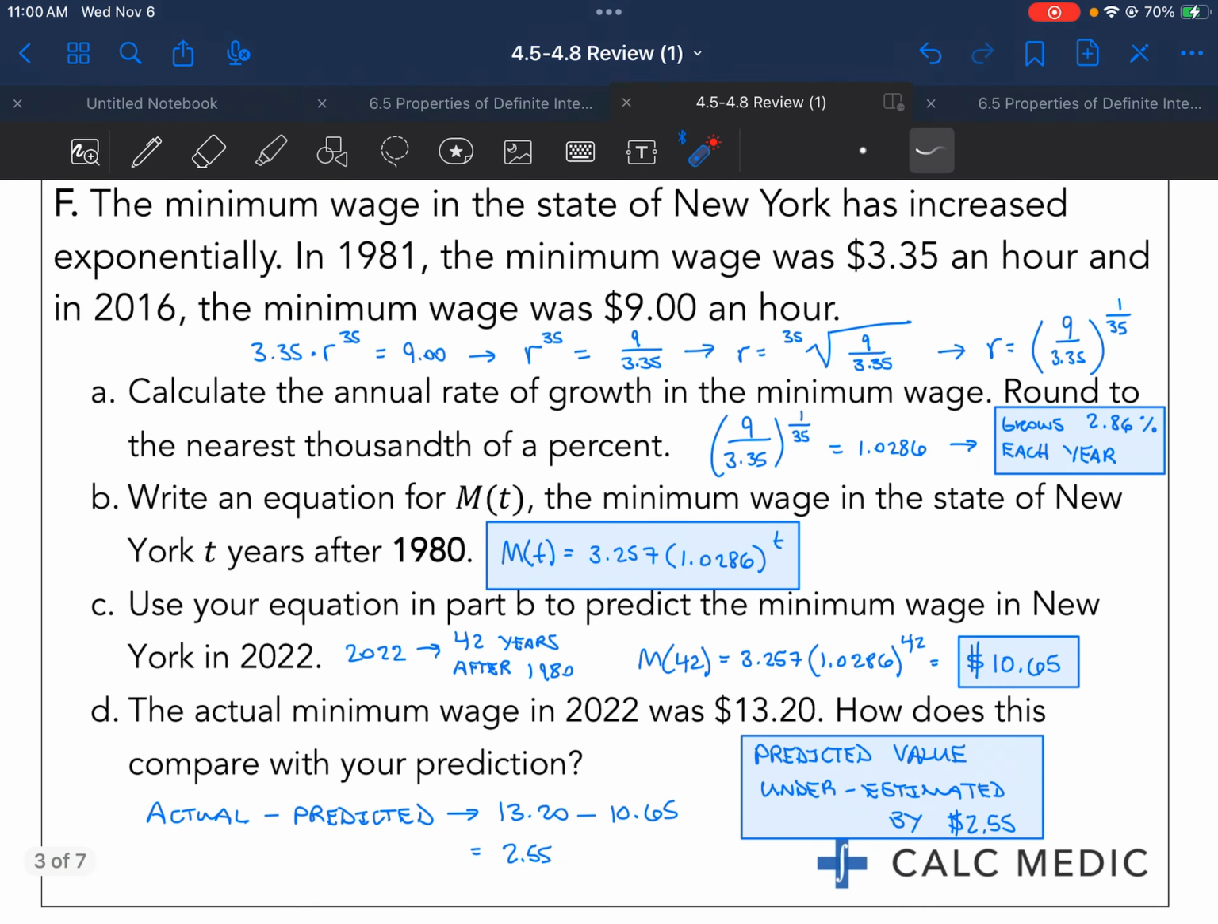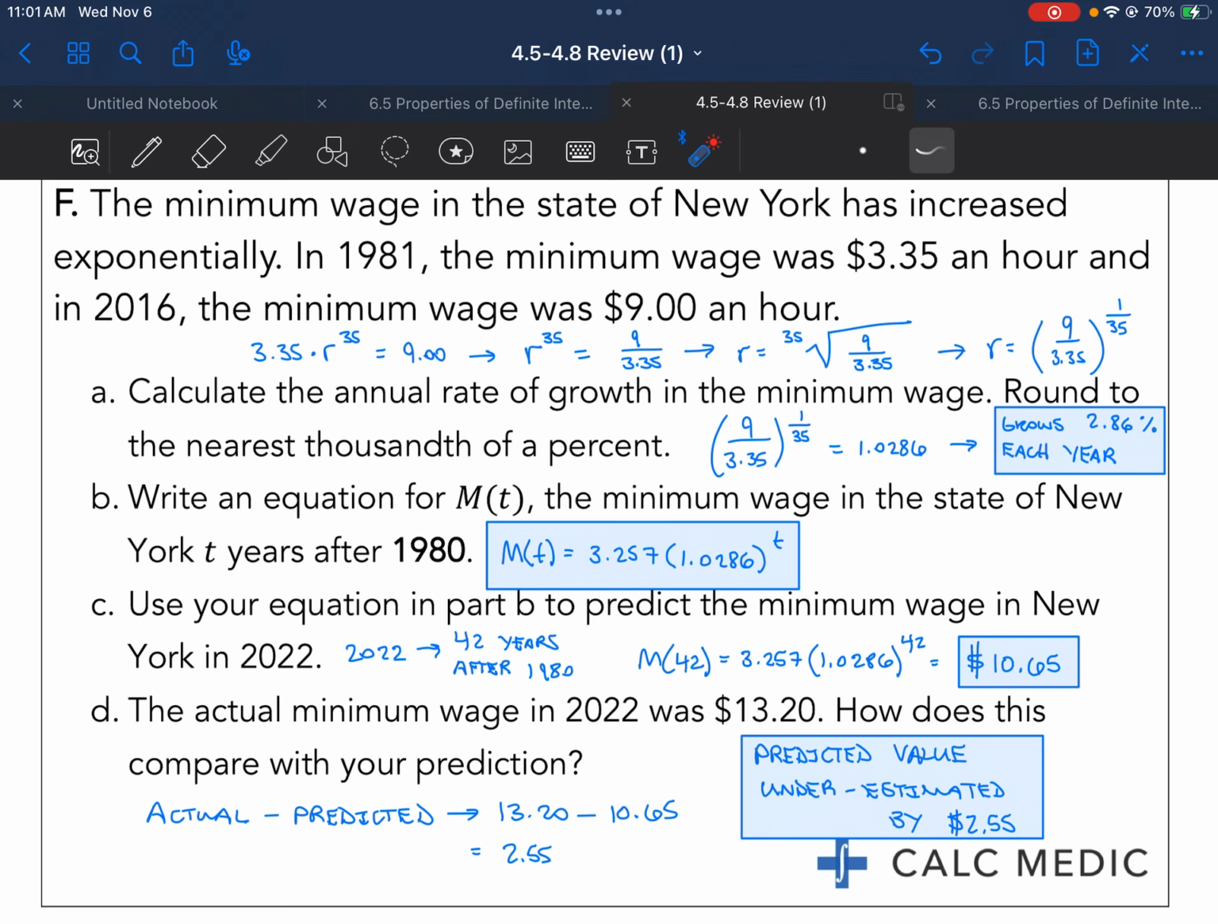All right. Use your equation from part B to predict the minimum wage in New York in 2022. All right, well, 2022 is 42 years after 1980. So we're just taking our equation from part B and we're plugging in a 42 for T. Just put that in the calculator. You should get $10.65.